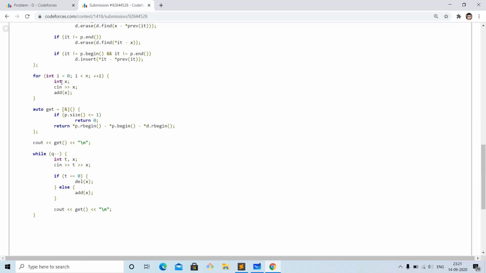In the beginning we just add all the elements using the add operation, and while doing the queries, if our query is of type 0, we are going to do the delete operation. Otherwise we are going to do the add operation, and after that we are going to do the answer operation.